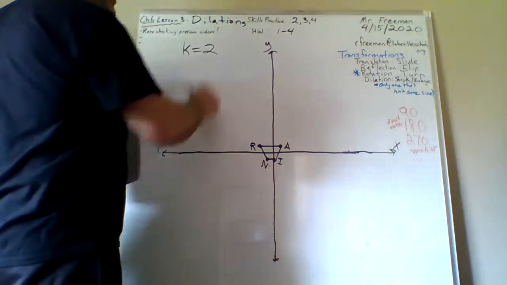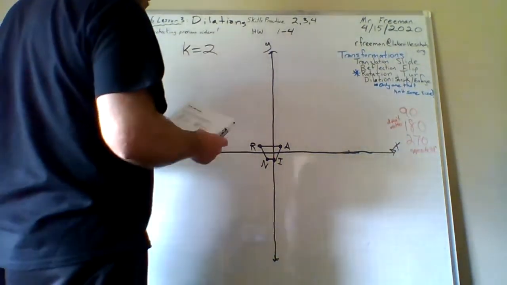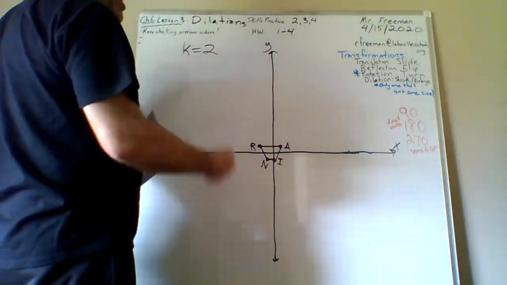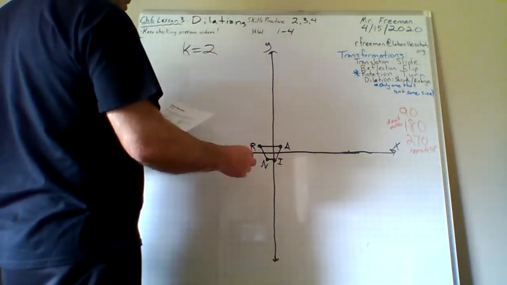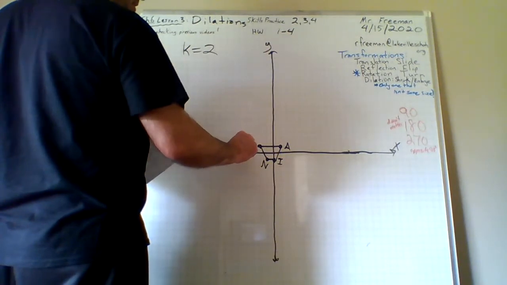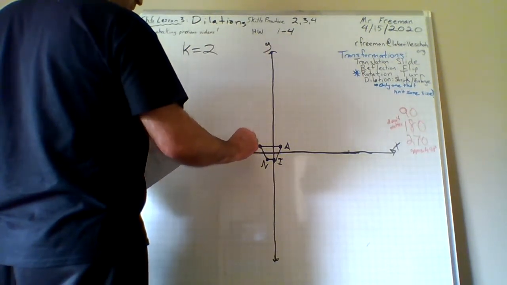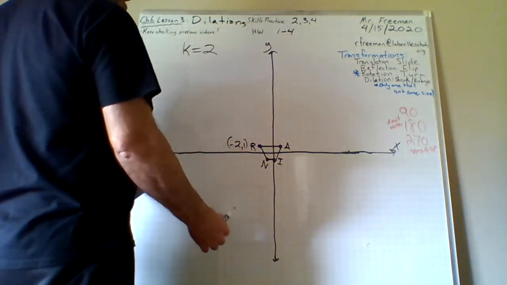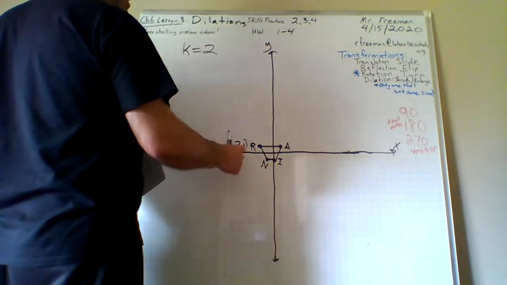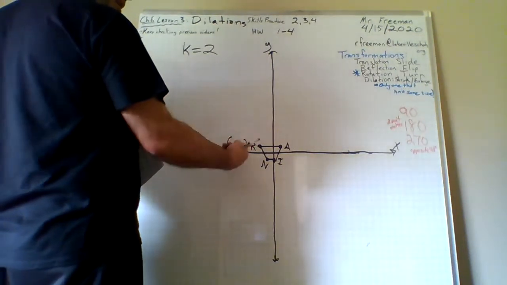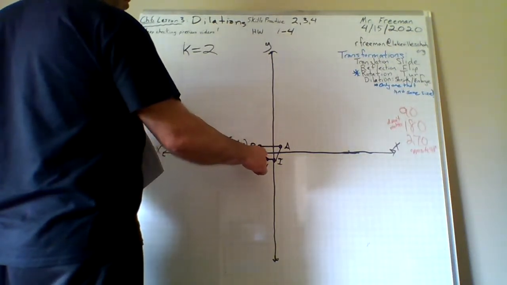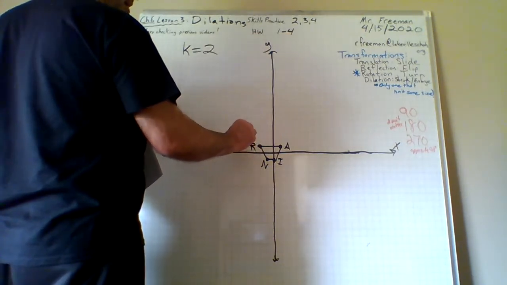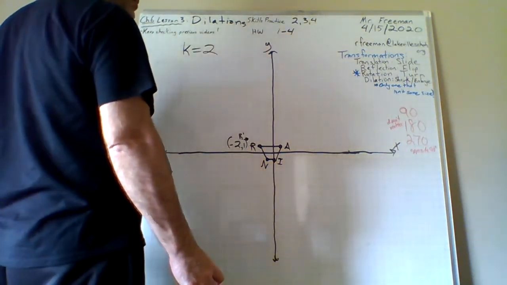Alright, so this one's going to get bigger. It's bigger than 1, right? All that means is we're going to take each of these coordinates and multiply it by that K. So when r was originally negative 2, 1, we just have to multiply negative 2 times 2 and get negative 4, and 1 times 2 and get 2. So that would be negative 4, 1, 2, 3, 4, up 2. My new r prime is right there.